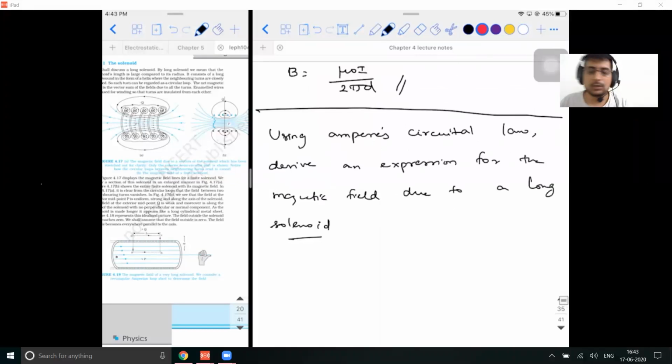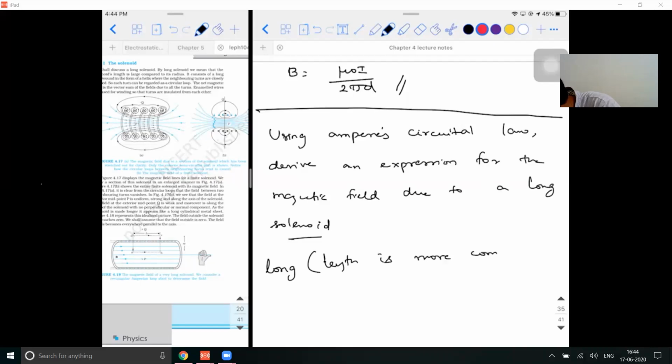So what do you mean by long solenoid is the length of the solenoid is more compared to its thickness. So long solenoid literally doesn't mean infinite length. You can say certain conductors are long when their length is more compared to the thickness. Okay. So I'll make a note of it. Long means length is more compared to its thickness. Okay.